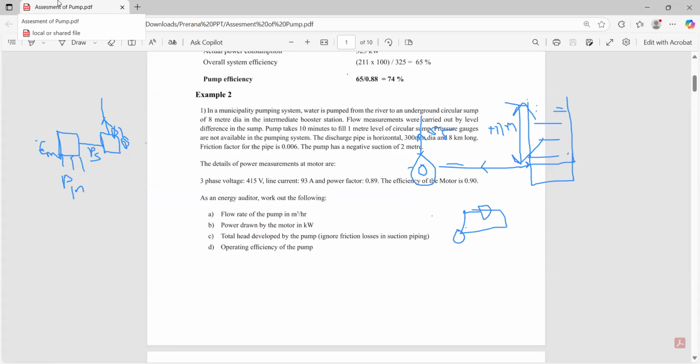But they haven't given the suction height. They have given the discharge, they have given the suction height, negative suction of 2 meters. Okay, so we have to find out the total head and discharge of it. Yes, yes.